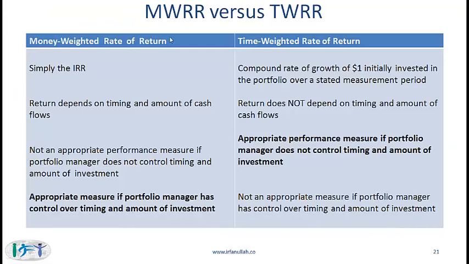So the time weighted rate of return in this example is 16.18%. Let us now briefly summarize the differences and similarities between money weighted rate of return versus time weighted rate of return. And this is a summary of what we've talked about. Money weighted rate of return is simply the IRR, whereas time weighted rate of return is the compound rate of growth of $1 initially invested in the portfolio over a stated measurement period. Both these numbers, however, are expressed on an annual basis.